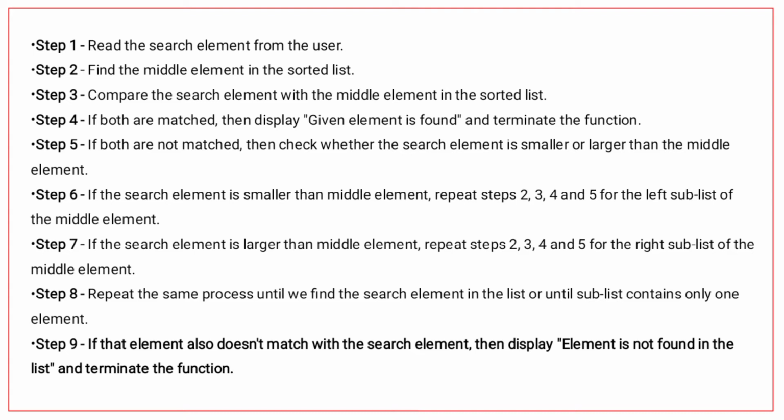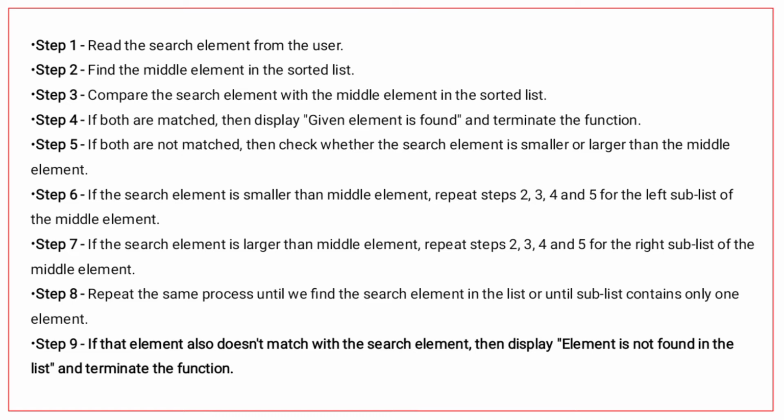The binary search can be used with only a sorted list of elements. That means the binary search is used only with a list of elements that are already arranged in an order. The binary search cannot be used for a list of elements arranged in random order. This search process starts comparing the search element with the middle element in the list. If both are matched, then the result is element found.